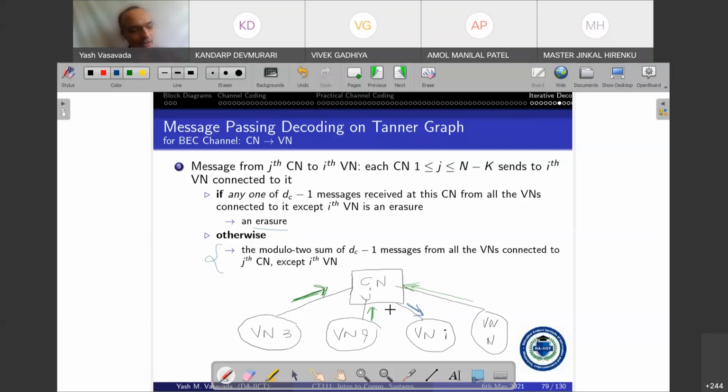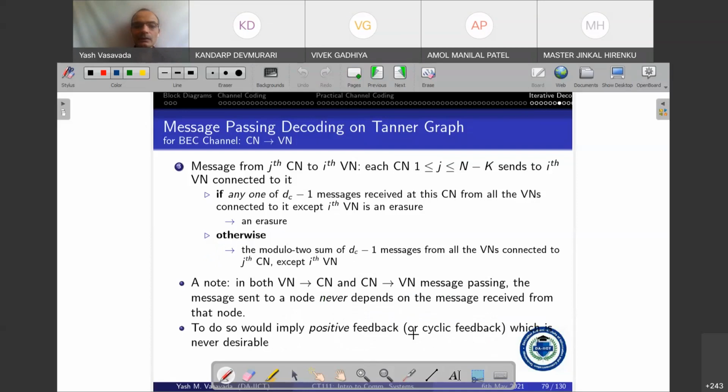So that is why we are always going to look at DC minus 1 messages that are received at the CN from all the VNs except VNI. So this is the note that I already mentioned, that either from VN to CN or CN to VN, when we send a message to a particular node, that message is never dependent on what that node has already informed to the sending node.